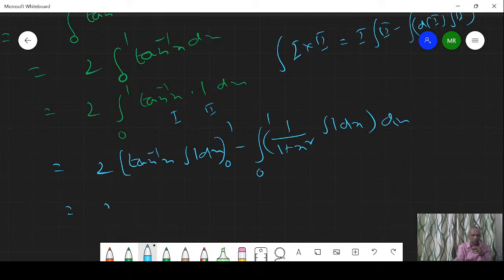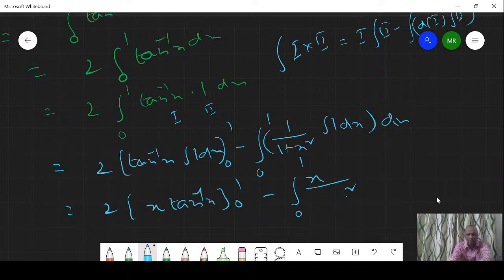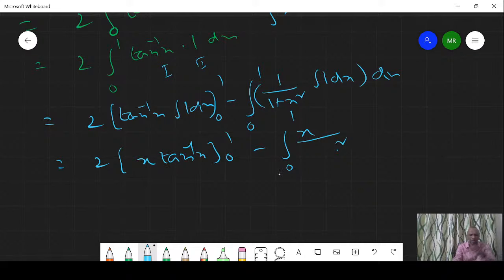Now you can write this one. 2 into, the integral of 1 dx is x. So this will be x tan inverse x with limits 0 to 1, minus integral of x by 1 plus x square dx with limits 0 to 1. Now see here, I can simplify this limit 0 to 1.